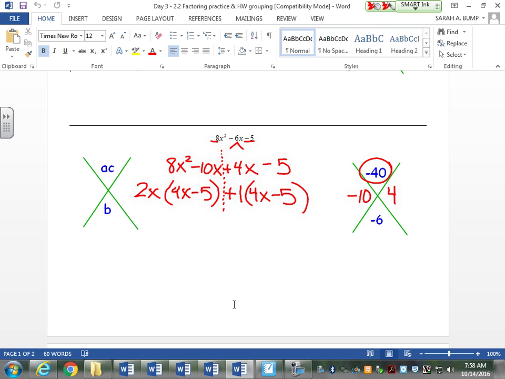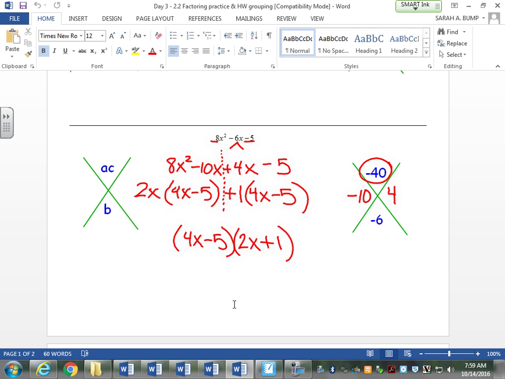We look to see what both sides have in common, which they should have something or else something went wrong. They both have a 4x minus 5. And if we factor out the 4x minus 5 from both sides, we will be left with a 2x and a plus 1. There are our two binomial factors.